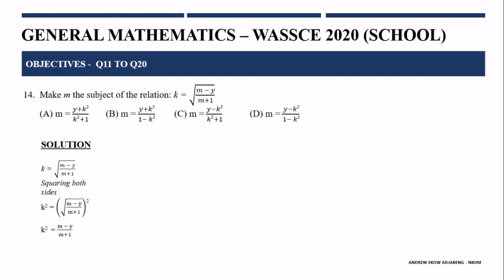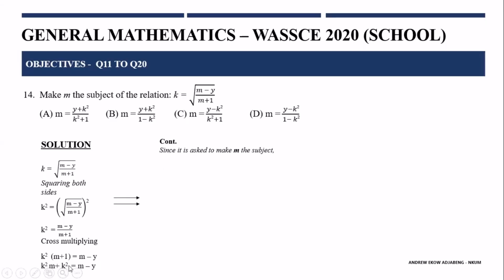Now that we've taken care of the square root, our next step gives us k raised to the power 2 equals (m minus y) over (m plus 1). We cross multiply, where k squared is over 1. So when we cross multiply, (m plus 1) multiplies k squared equals m minus y. And then we multiply through. So we multiply through, as we see here, we have k squared (m plus 1) equals m minus y. This will result.